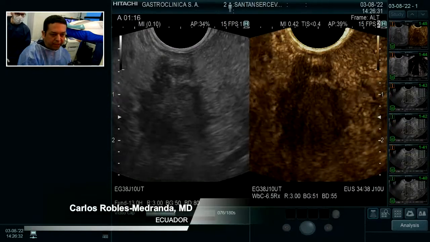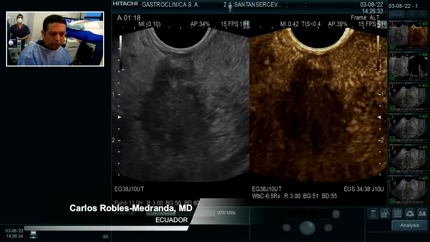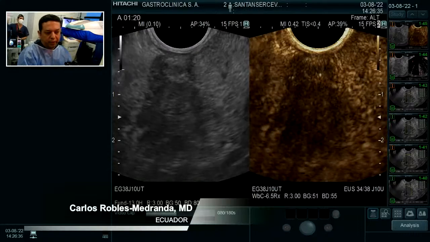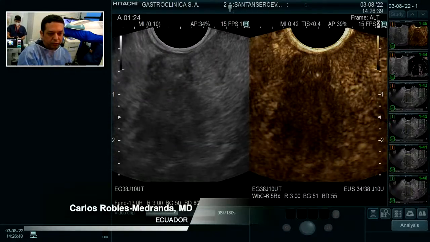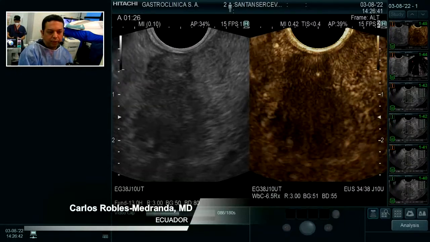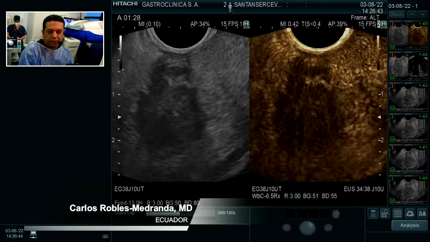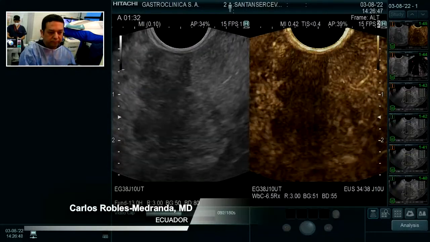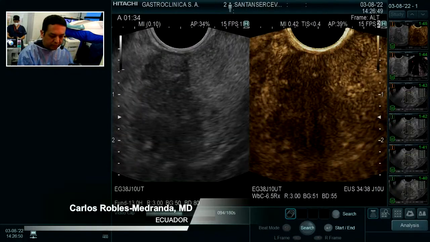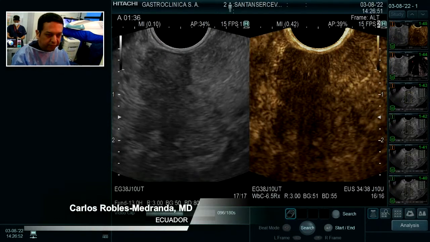So now is the future, and probably with the results of new studies, we will stop using contrast and start to use DFI. Very interesting. Okay, so now I will show you the image of DFI, and I will show you the image of contrast.